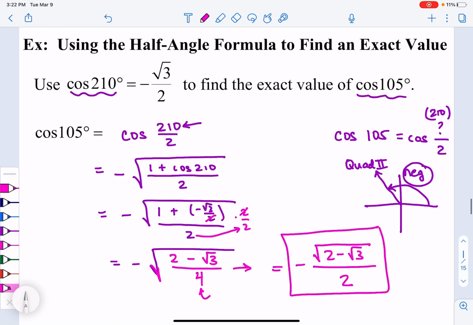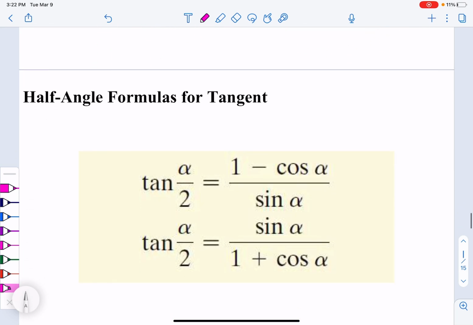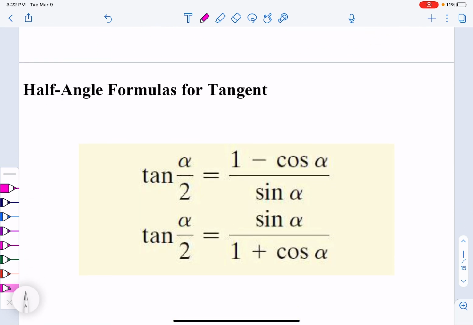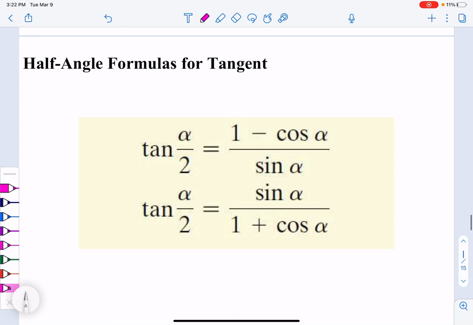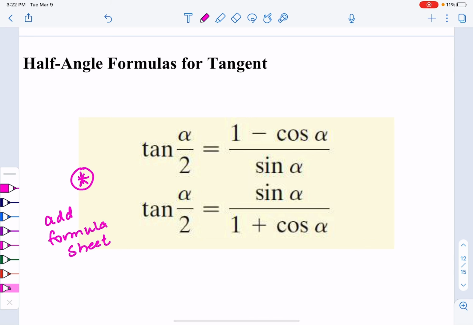And the very last piece that we're going to look at is those half-angle formulas for tangent. Again, on your formula sheet, they give you this first one. Which one do they give you? They don't give you either of those two variations. They just give you that initial variation. So this might be something you want to add onto your formula sheet. You can add it up in that upper right-hand corner. There's a little bit of room.